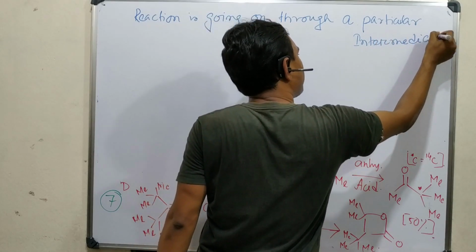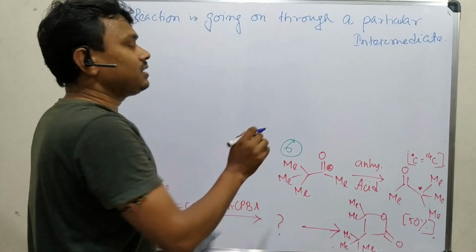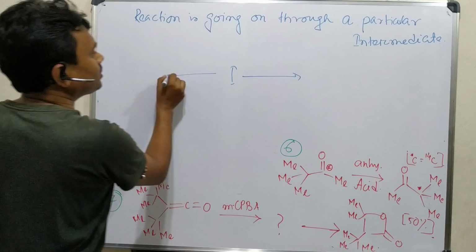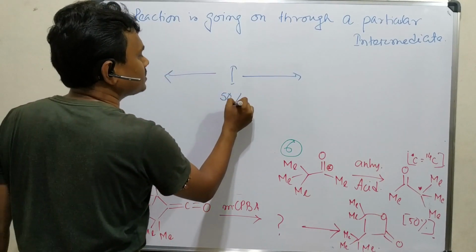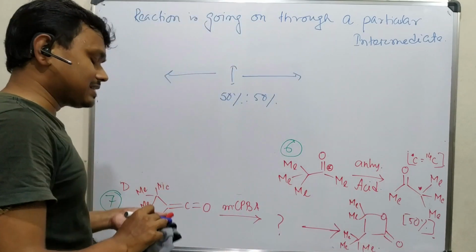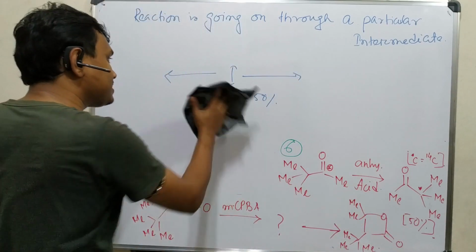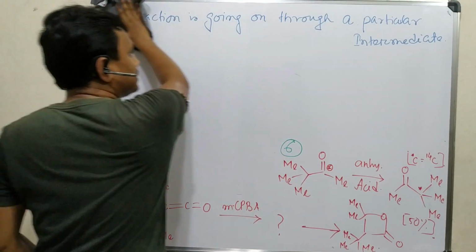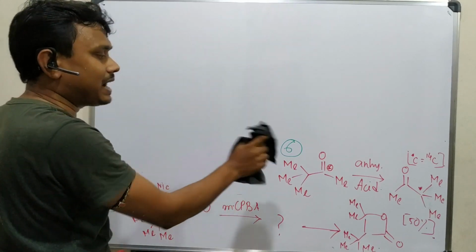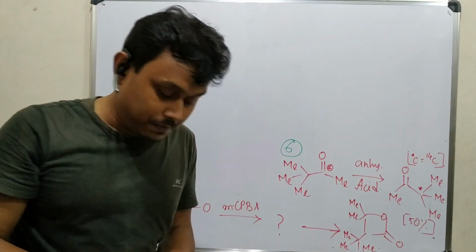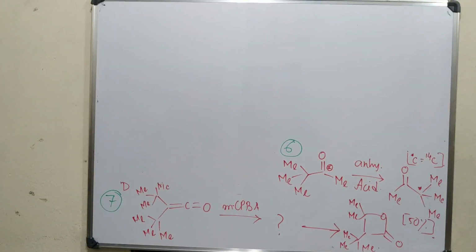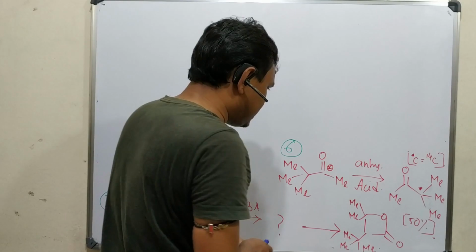So if it goes through a particular intermediate, then there is equal chance from that intermediate to go in this direction or in this direction with a 50% probability. And this is happening here. So we will discuss now how this is happening. This is the basic concept, the background of this scrambling. So how is this reaction happening? Here in the question it is mentioned that this is anhydrous acid. So keep it in mind, no water is present. Fine? Okay. So what happens here?